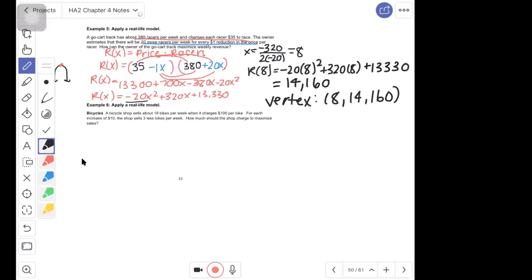Our x is what we are going to reduce the price by when we multiply it by 1. We're just subtracting. And then that also will determine how many more racers we get. So how can we explain what we should do to the price and what will be the outcome? What do we have to reduce the price by?